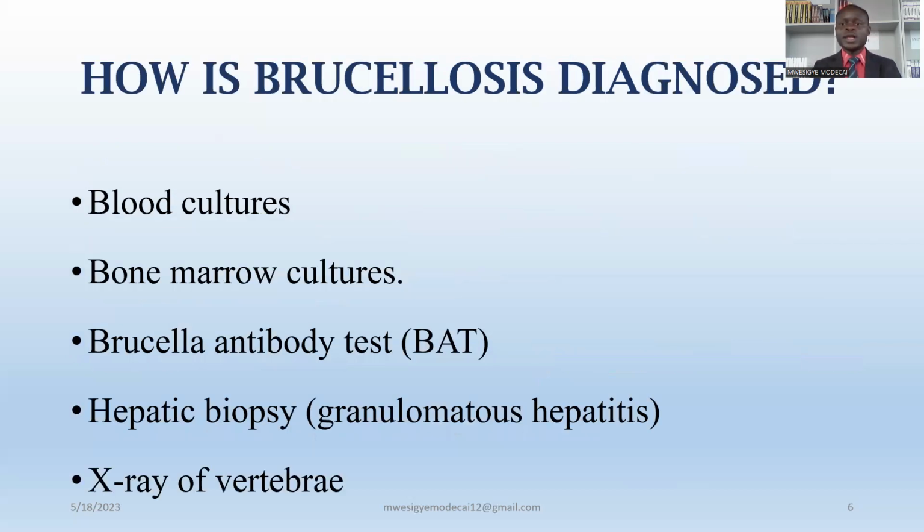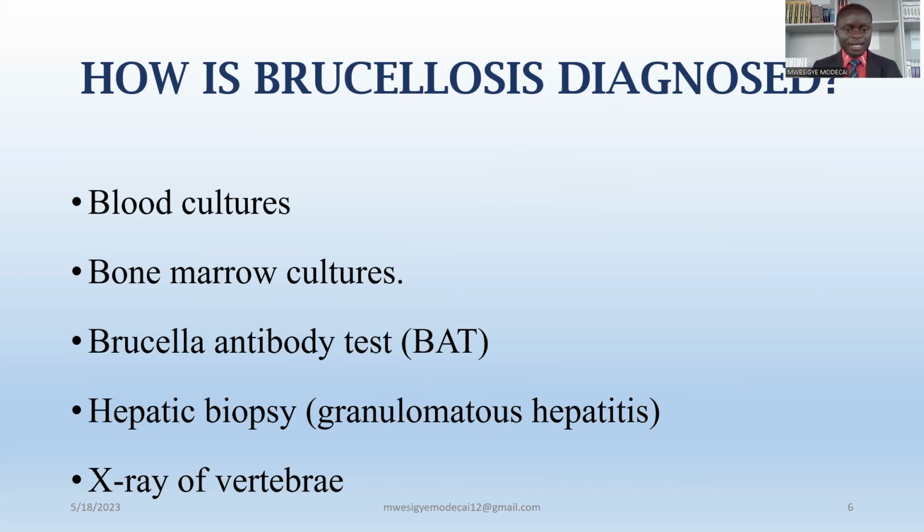Then how can we diagnose this brucellosis? One, we shall base on the signs and symptoms. In addition to that, we shall do blood culture, take a sample for culture and sensitivity, and be able to see this Brucella species. Then we can also do bone marrow culture because it concentrates in the bone marrow, even destroying the formation of the blood cells. So you can do bone marrow culture and you are able to recognize this Brucella species.